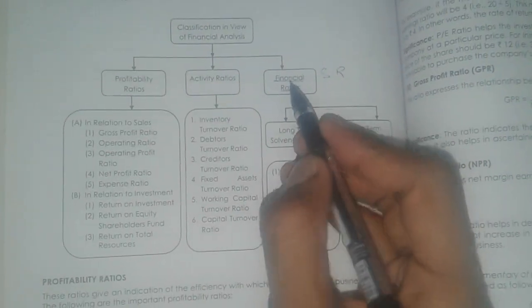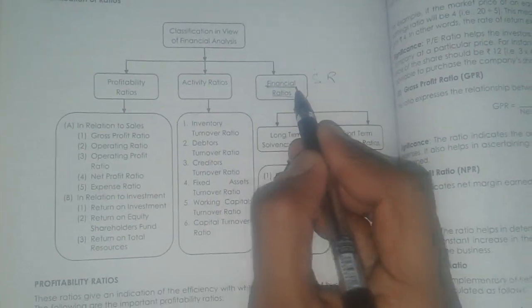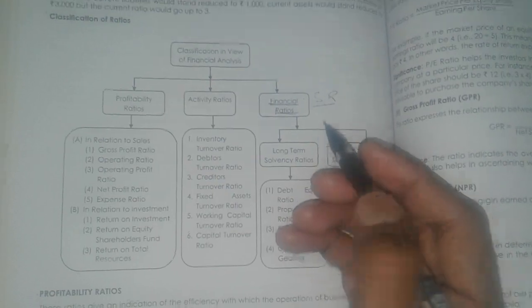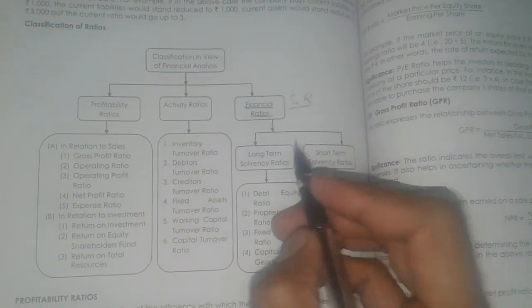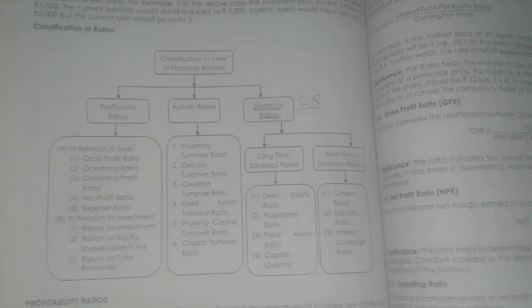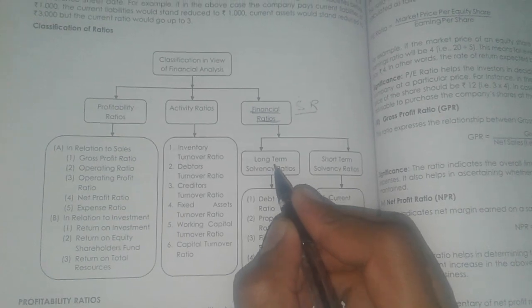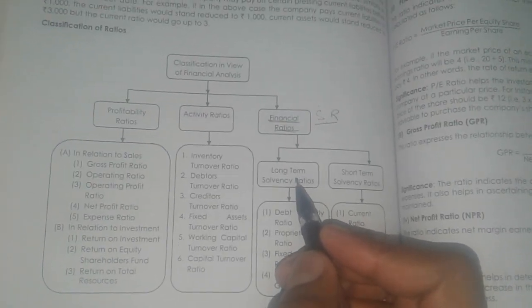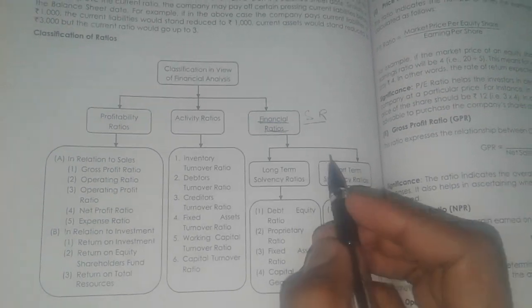Now, the financial ratio. This financial ratio is alternatively called the solvency ratio as well. This solvency ratio basically means how sound the business is, how well the business is going on. The solvency ratio is of two types: one, long term solvency ratio, and second, short term solvency ratio.